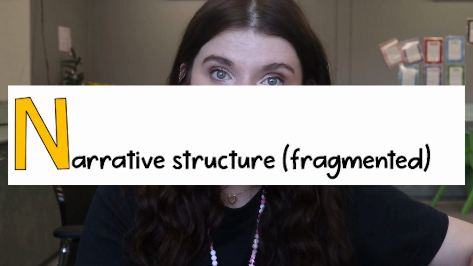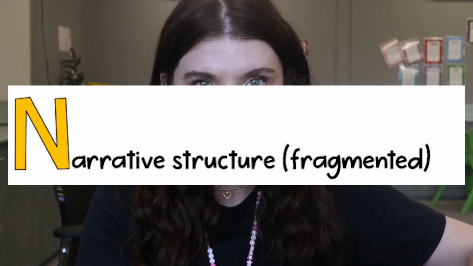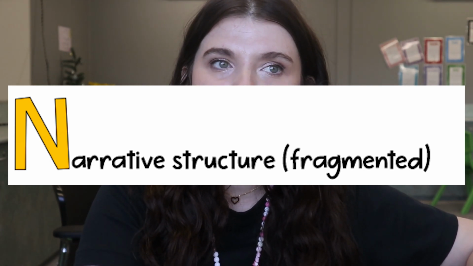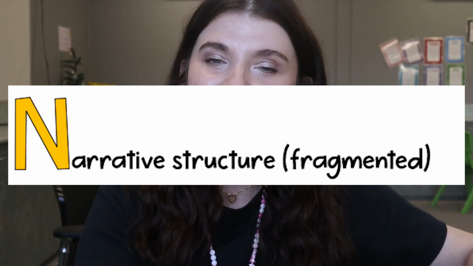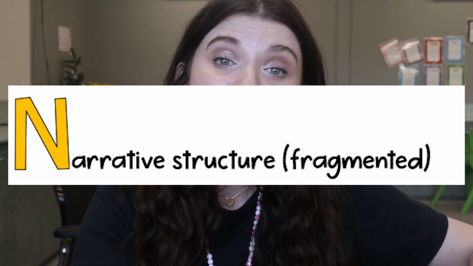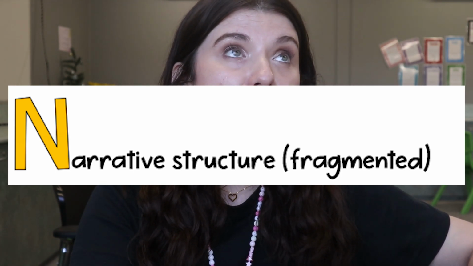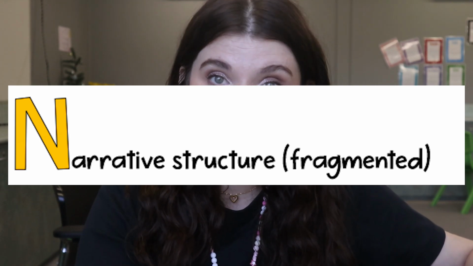For the N, I've decided to make it narrative structure, and then in parentheses I've got fragmented. Now my reasoning for this is because the narrative structure of the novel is of course fragmented, and that is so integral. And you could write an entire essay on this. In fact, it has been a question in the past, or it was a practice question, or there's a question out there somewhere about how Hannah Kent's narration choices impact the text, but it is a fragmented, non-linear narrative.